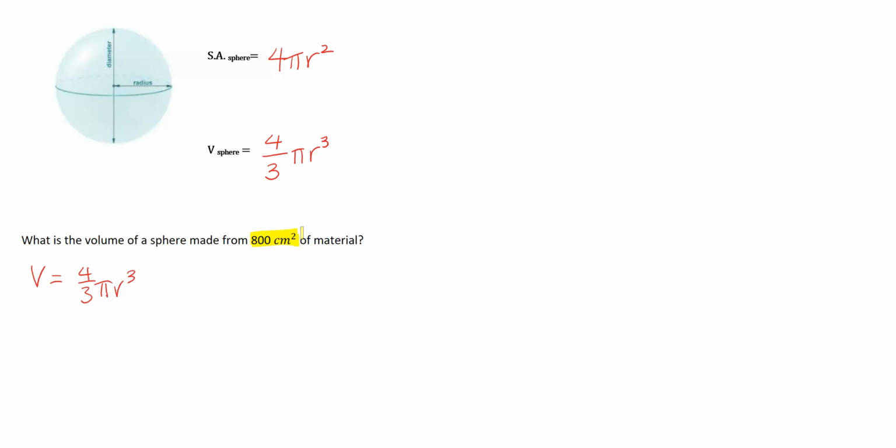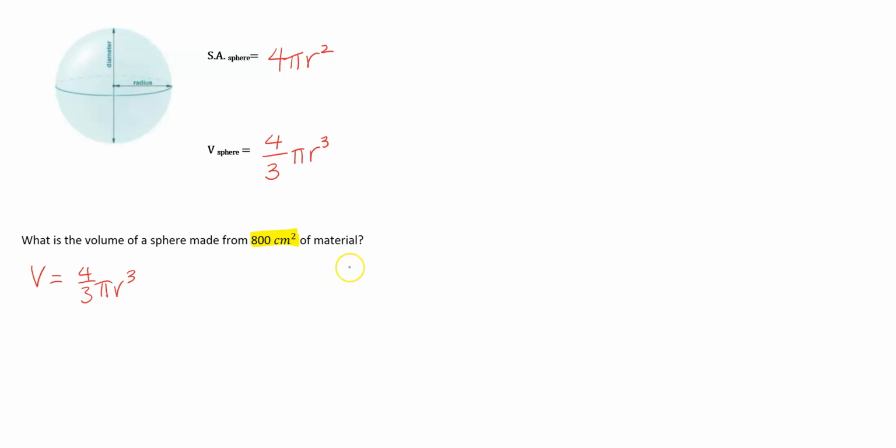Now, the units there should give you a clue that this is talking about the area, the surface area of the sphere. The amount of material that you would need to make a sphere is talking about surface area. So we can use that to find the radius.